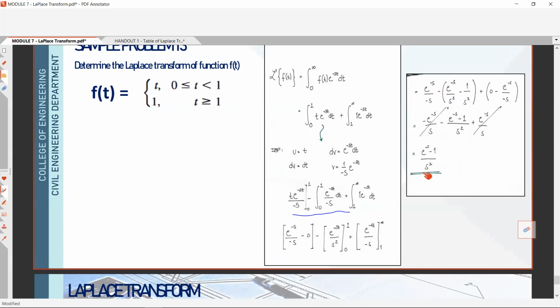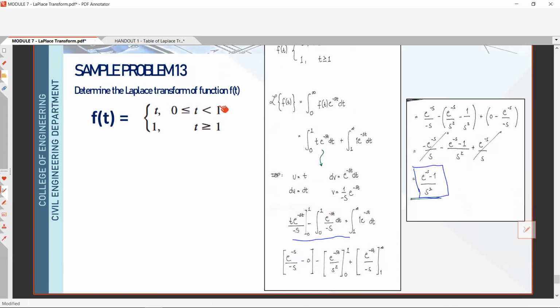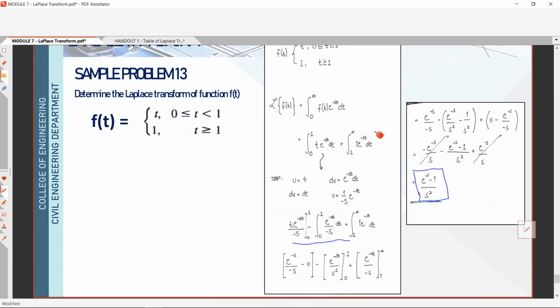Ayan. So this one is the final answer for the sample problem. It's almost the same as the first definition of the Laplace transform. However, only the boundaries change, depending on the boundaries of your piecewise function. So recall your integral calculus. It is highly recommended to recall your integral calculus to solve your exam or sample problems.